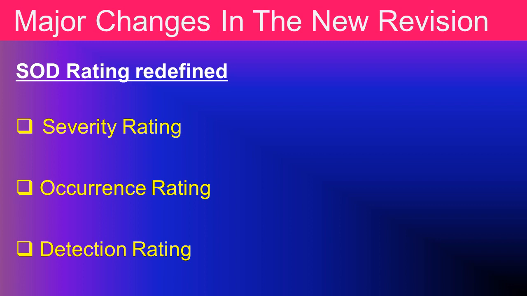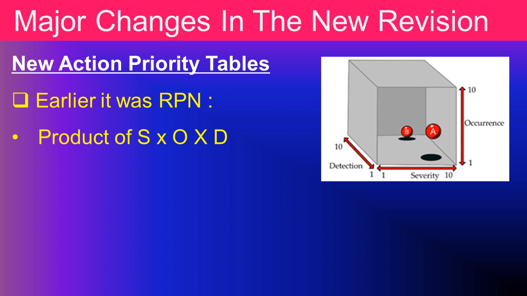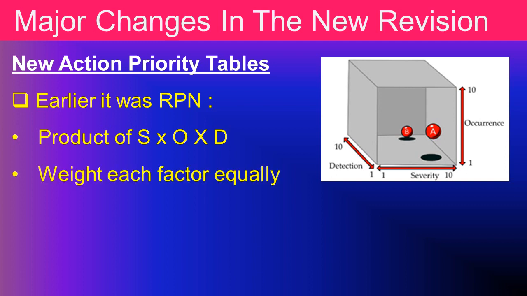Detection stands for detection of the occurred failure cause or failure mode. In this new revision, it considers the capability to detect and the timing of it in allocating the rating. Another major change in the new revision is the use of new action priority tables. The previous FMEA manual suggested the use of risk priority number, that is RPN, but it failed to provide the logic to select the RPN for prioritizing the action considering the several combinations of severity, occurrence, and detection.